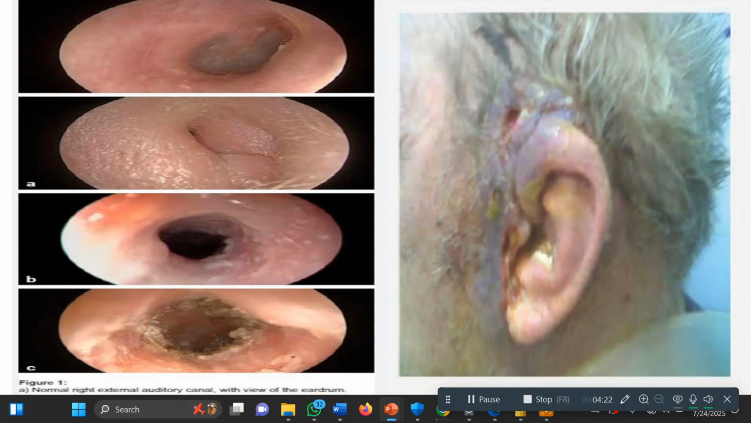For the picture representation, we can see the normal ear, the otitis externa, the acute otitis externa, to the otomycosis.